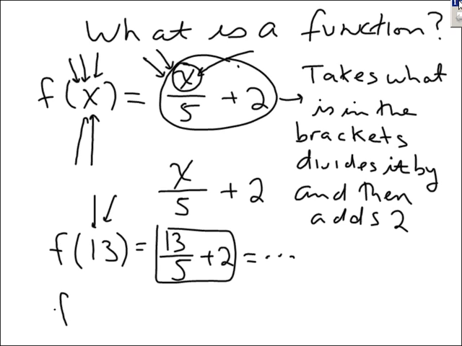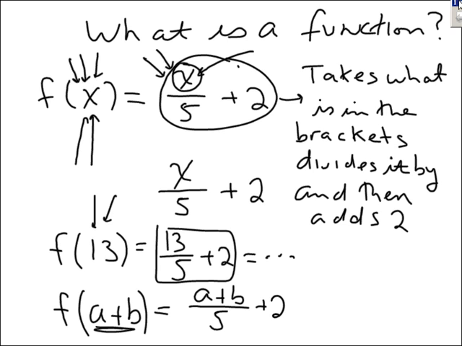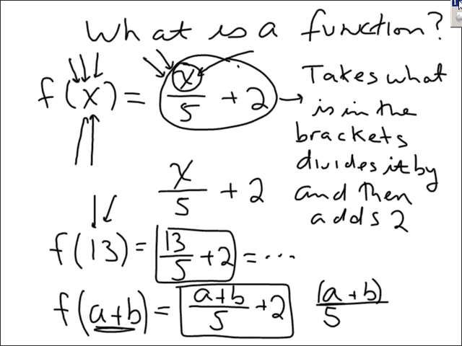If somebody asks you what f of a plus b is, you should not be afraid. You say, I'm going to take what's in the brackets, which is clearly a plus b. I'm going to divide it by 5, then I'm going to add 2. There'd be no point to write down what's in the brackets and only divide part of it by 5. Take what's in the brackets, a plus b, divide the whole thing by 5 and add 2, just like it says here. What does f do to what's in the brackets?